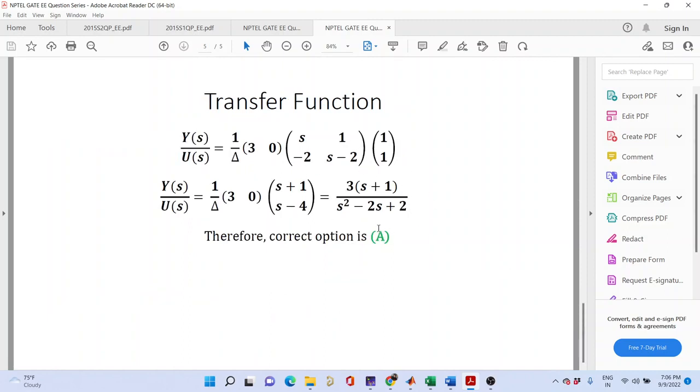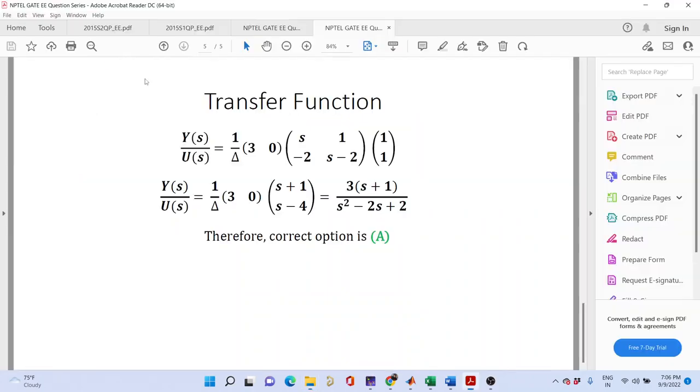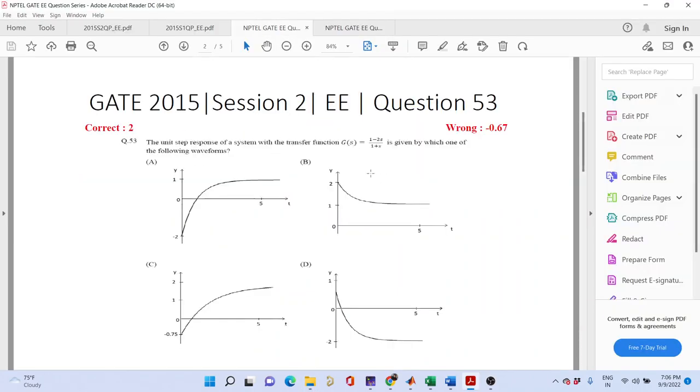It is pretty straightforward and quite a mechanical sum. Let us see if I can give a bit more. 53. Let us do this sum first. Okay, so this is the other sum in which the unit step response of a system has been asked. The system has been given to you, and you are asked to find the unit step response of the system. Tell me which of the options would be correct.